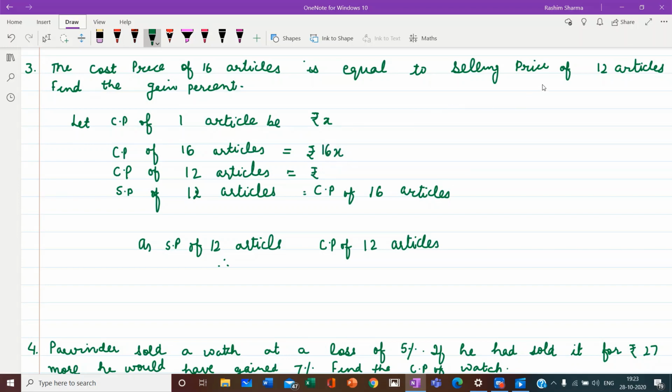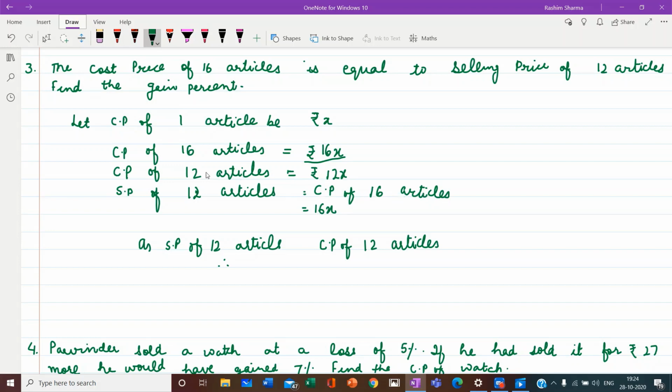And here we are given selling price of 12 articles. Let us first find the cost price of 12 articles, which will be rupees 12x. Then we are given that selling price of 12 articles is equal to cost price of 16 articles. Now cost price of 16 articles is 16x. So it means this SP has become 16x. So SP of 12 articles is equal to 16x, because we have put the value of CP of 16 articles here.